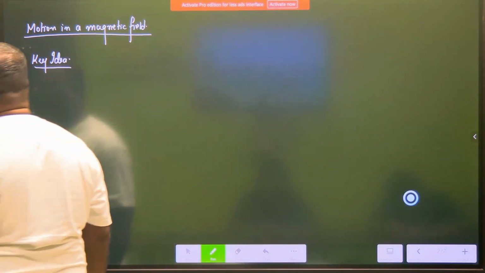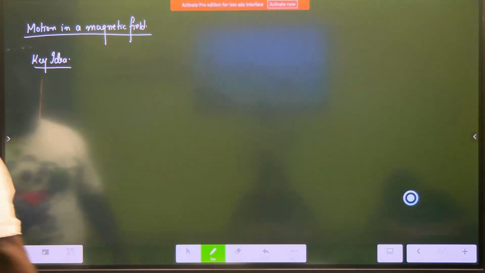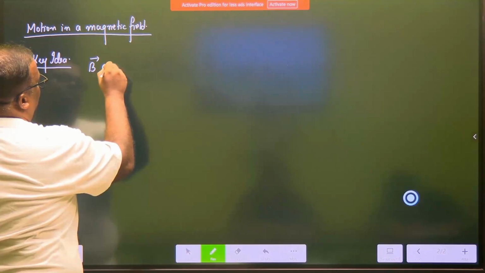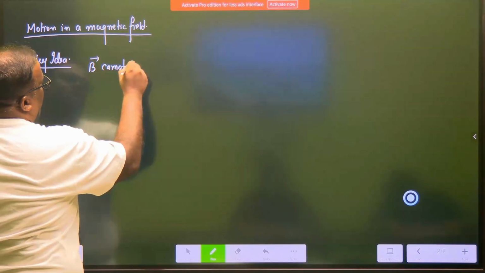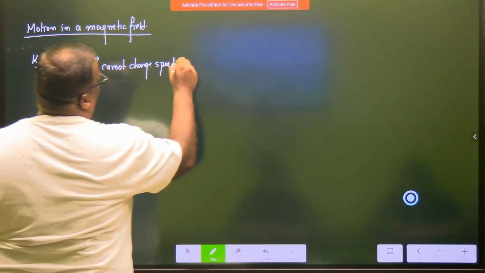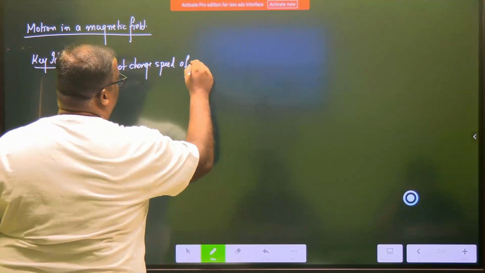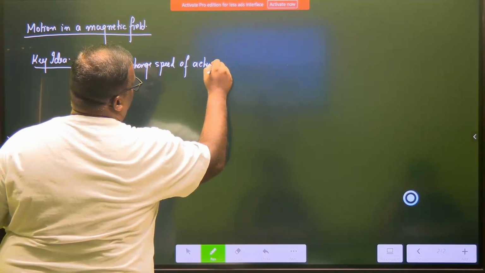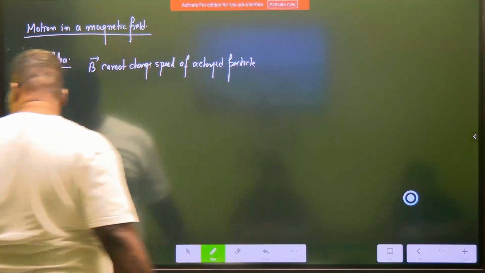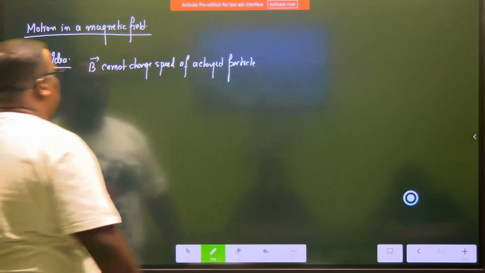Magnetic field, and if you read these notes, these are sufficient. So B cannot change the speed of a charged particle. So what can it do? It can only change the direction of motion.